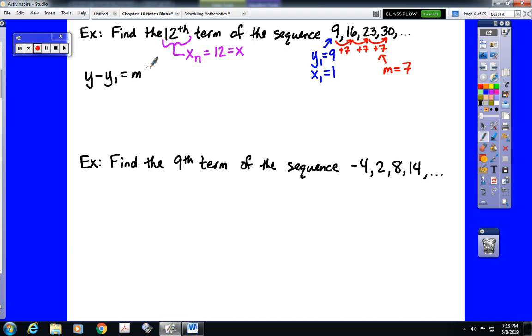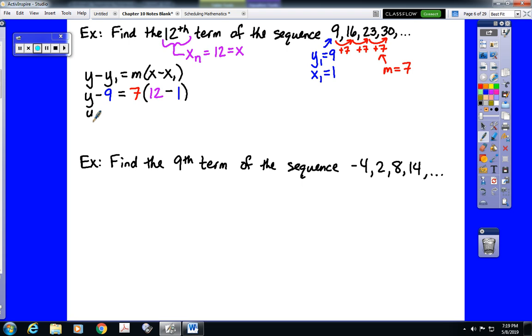y minus y1 equals m times x minus x1, like we discussed in the previous video. And we plug in what we know. We're trying to find y, so we don't know that. We know y1 is 9 from over there in the blue. We know that the common difference is 7 because it's increasing by 7 each time. We know that we are looking for the 12th term, so we put 12 in for x. And we know that the term number of the first term, x sub 1, is 1. Again, if we feed this equation 12 for its x value, the y value we get out should be the 12th term. So from there, we're just simplifying this down, solving for y.